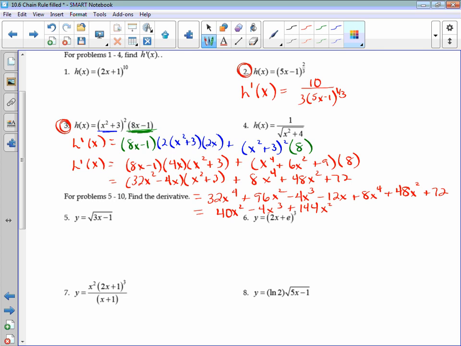144x squared. Do I only have the 12x? No. Yeah, minus 12x plus 72. Okay, is that happier? Yes. Did we get that? Yes. Yeah, I just scribbled it out.